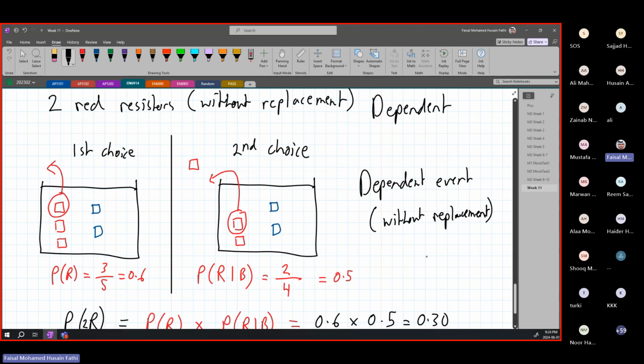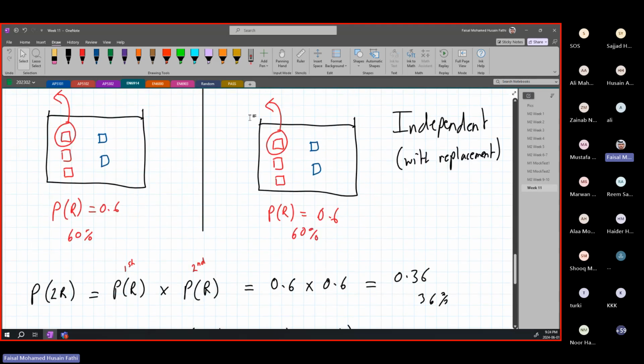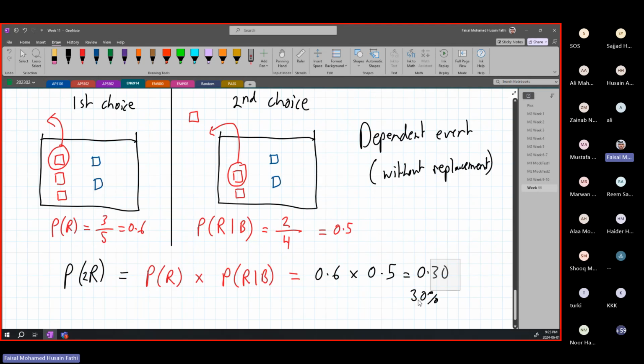Okay? If you notice here, our probability in the beginning was a 36% chance, because we are returning the red inside, because now we have more red to choose from. In this case here, we have already taken the red out, so there is less red to choose from. So our probability is decreasing.